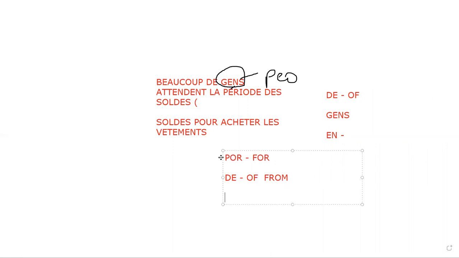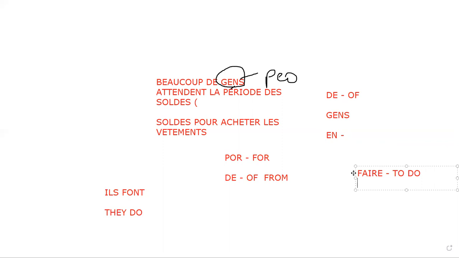Now we have ils font souvent du lèche-vitrine. What is ils font? They do. One thing to understand: we have the verb faire. Faire is a verb.